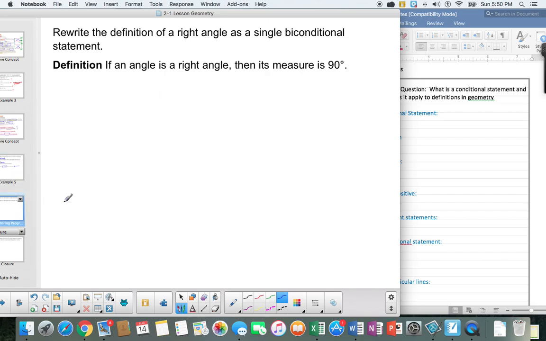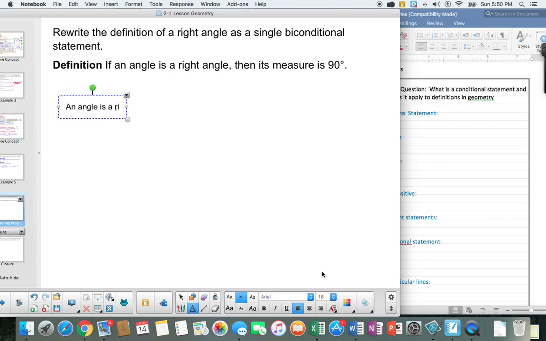Okay, and here we have another opportunity for you to take a definition and write it as a biconditional. Stop the screencast, see if you can write it, and then resume. Okay, so the answer will be: an angle is a right angle if and only if it measures 90 degrees. Again, the phrase if and only if has to be there.